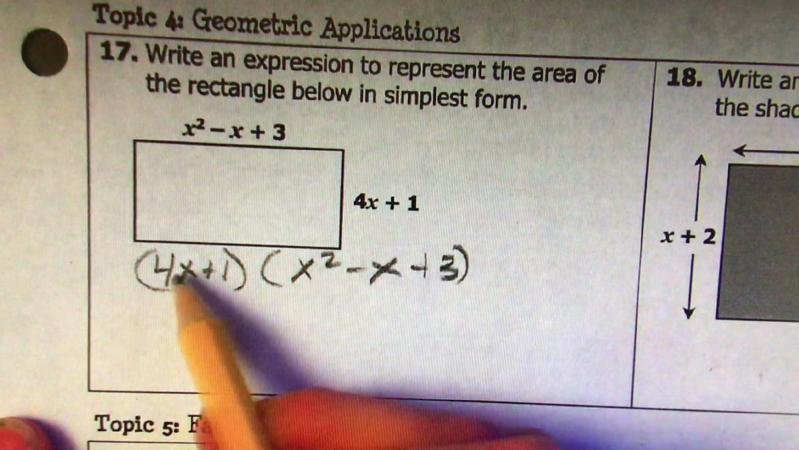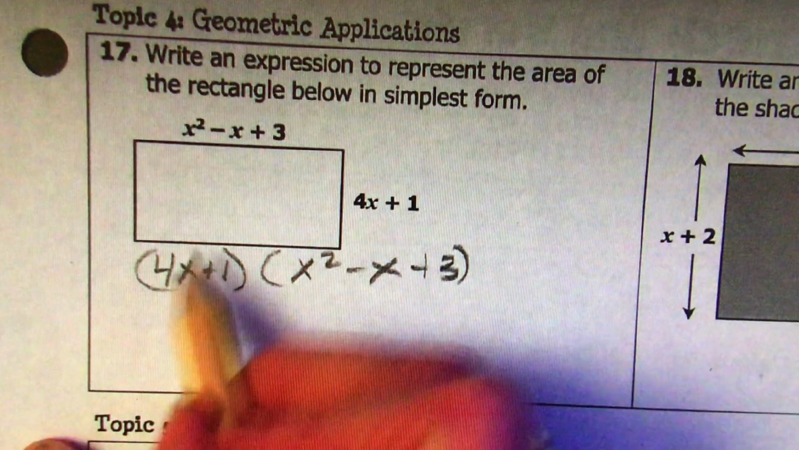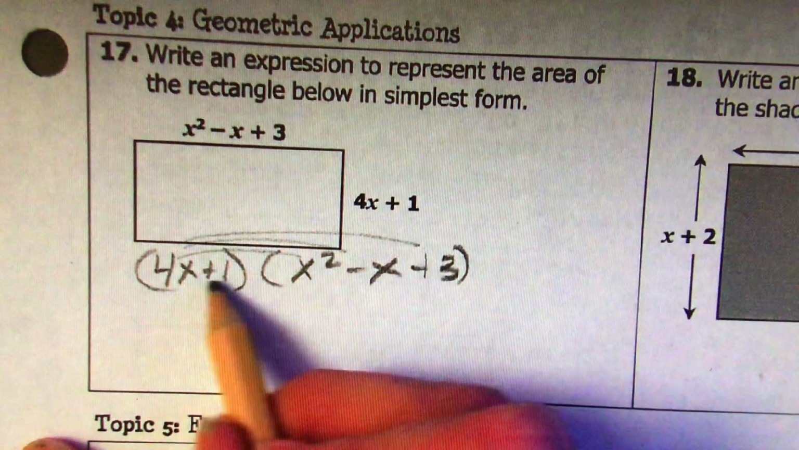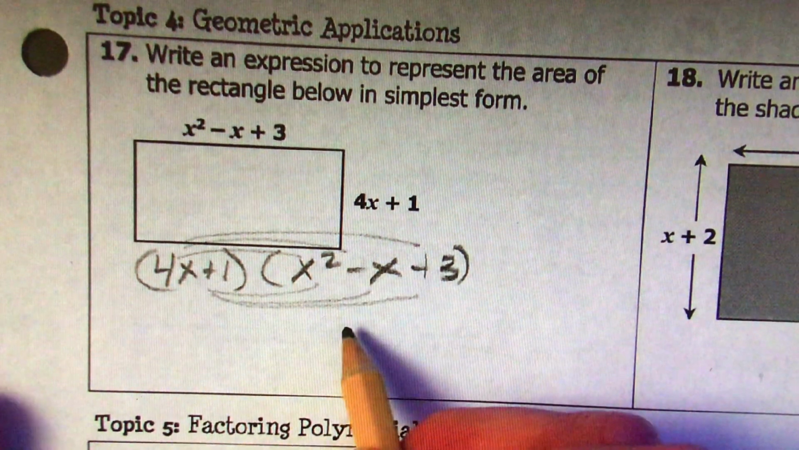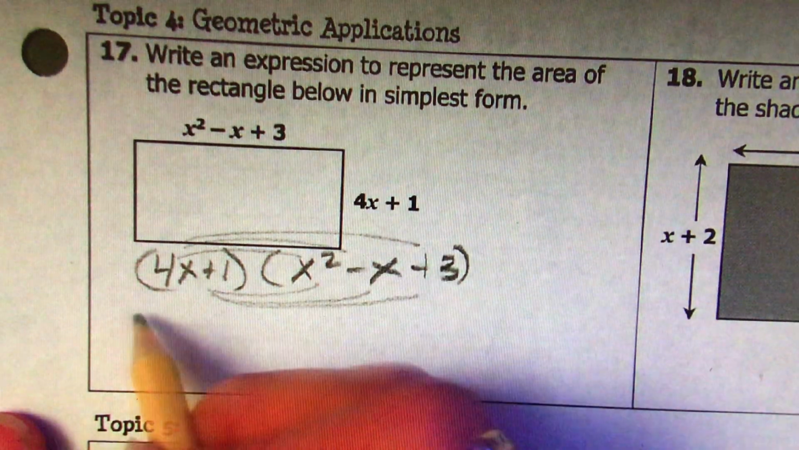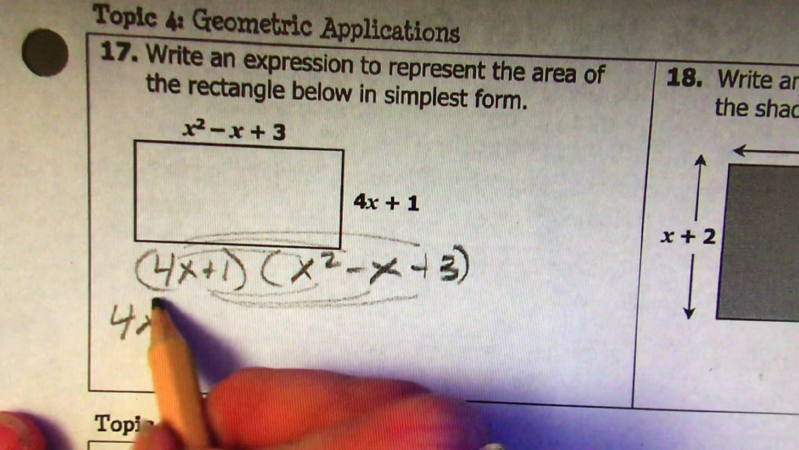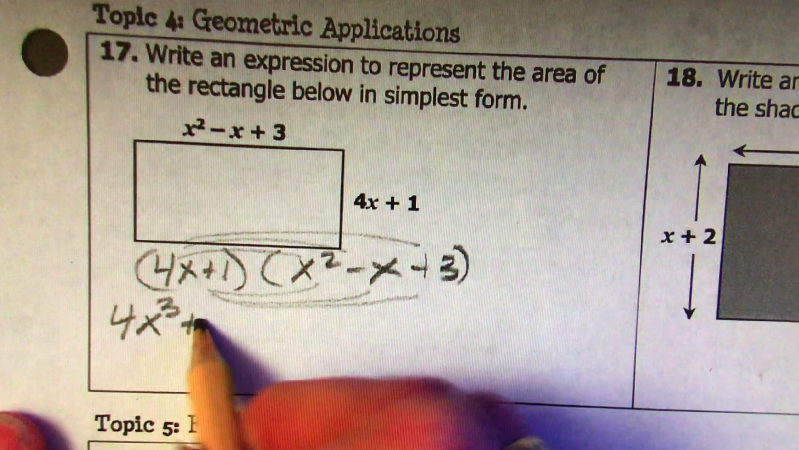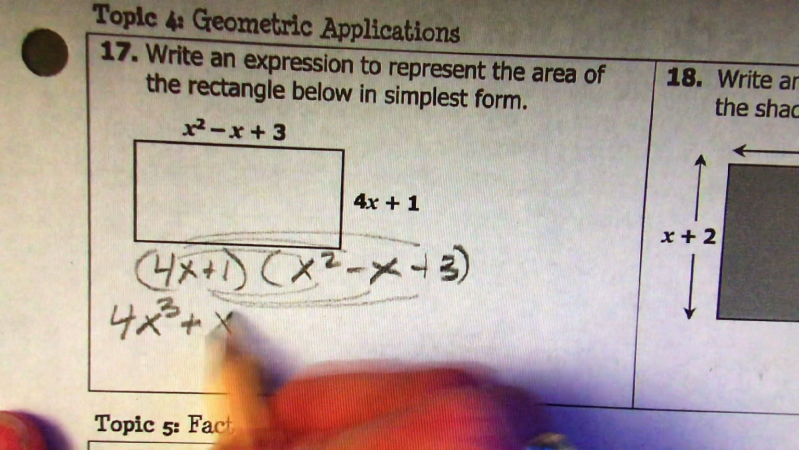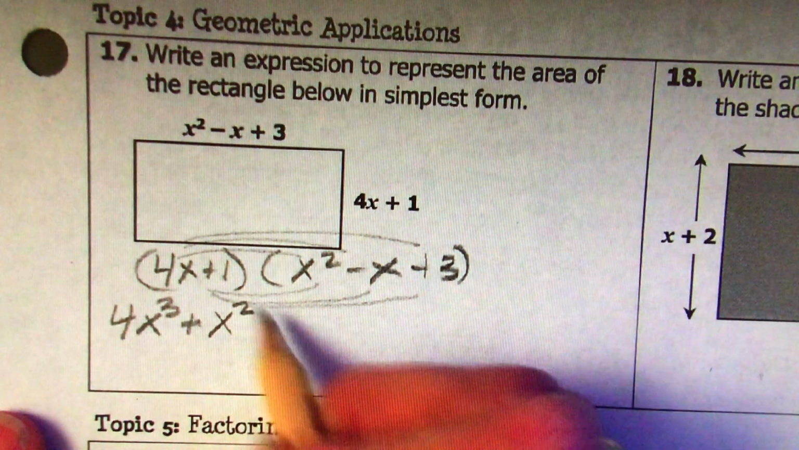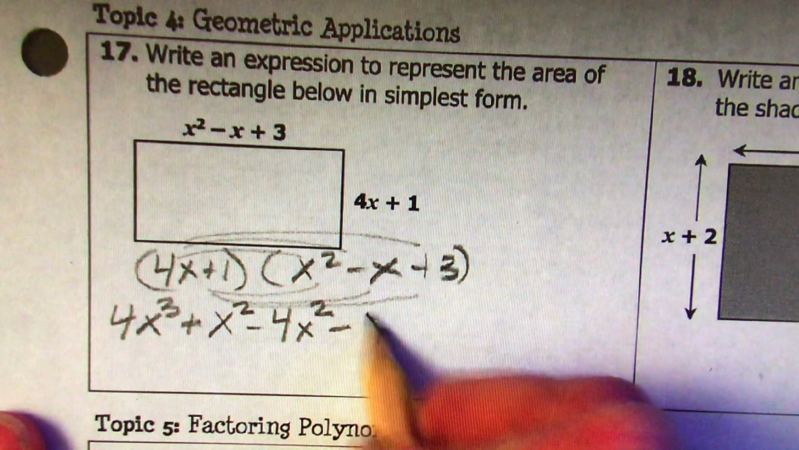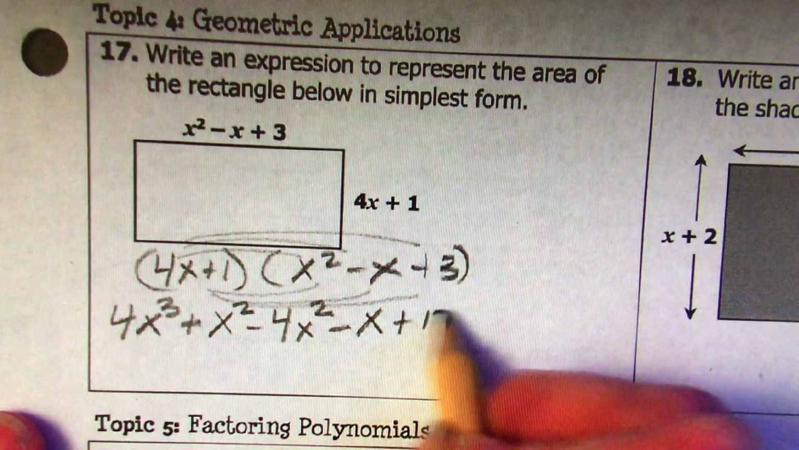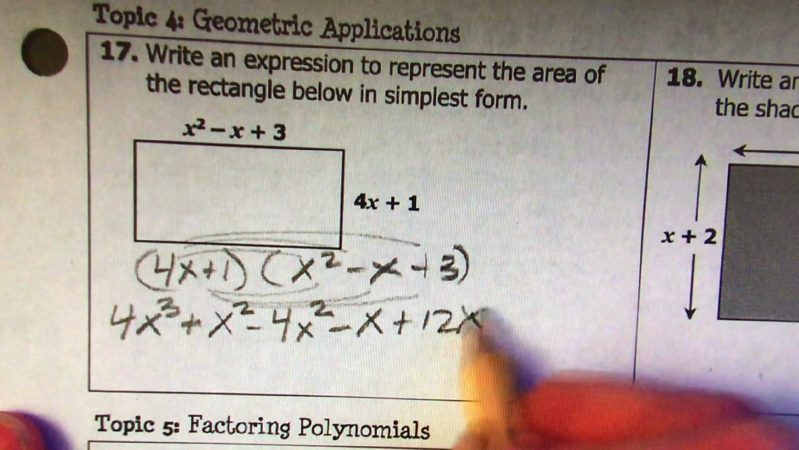Now I'm going to distribute all of this out. Remember, if you're multiplying a binomial by a trinomial, you have to take care of all of these terms. I'm going to have 4x to the 3rd plus x squared minus 4x squared minus x plus 12x plus 3.